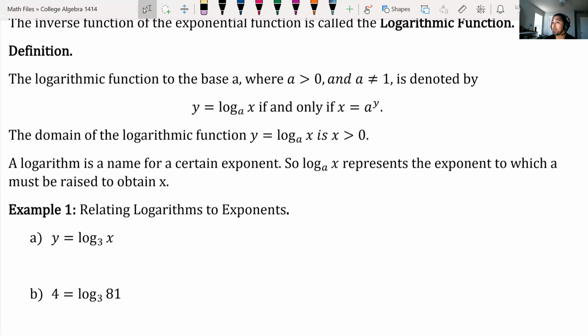A logarithm is a name for a certain exponent. So log base a of x represents the exponent to which a must be raised to obtain x. Logarithms are actually very useful. They're able to put extremely large or transcendental numbers into a smaller output for us humans to understand.